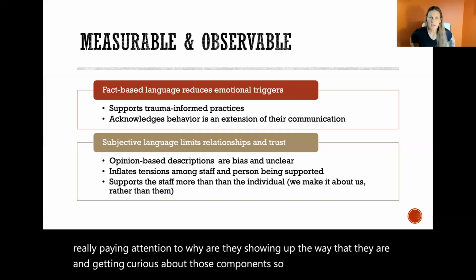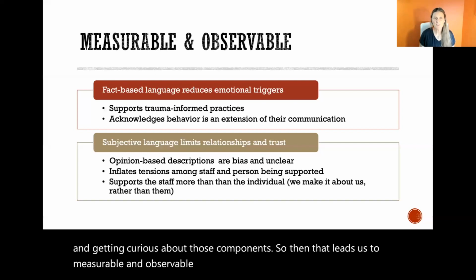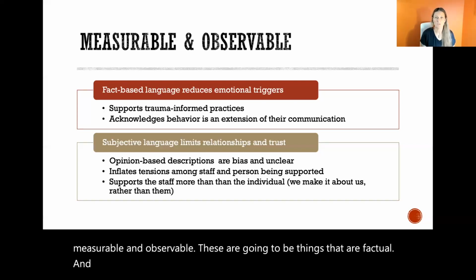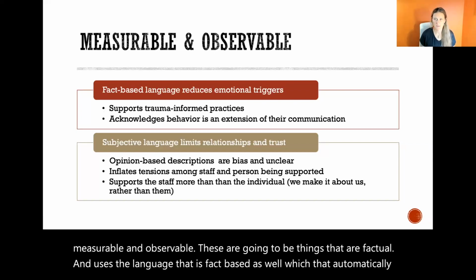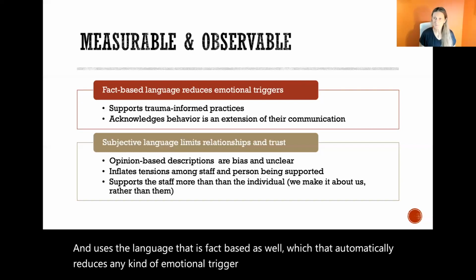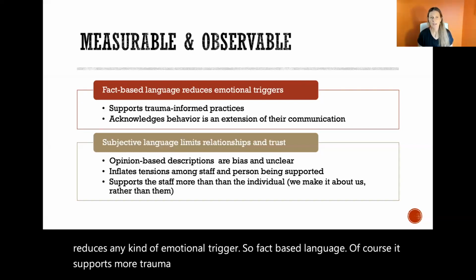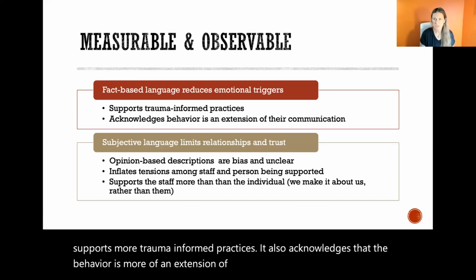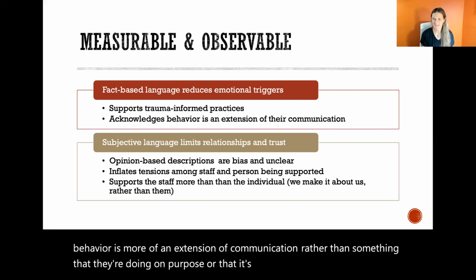So then that leads us to measurable and observable. These are going to be things that are factual and use fact-based language, which automatically reduces any kind of emotional trigger. So fact-based language, of course, supports more trauma-informed practices. It also acknowledges that the behavior is more of an extension of communication rather than something they're doing on purpose or a personal attack on us.